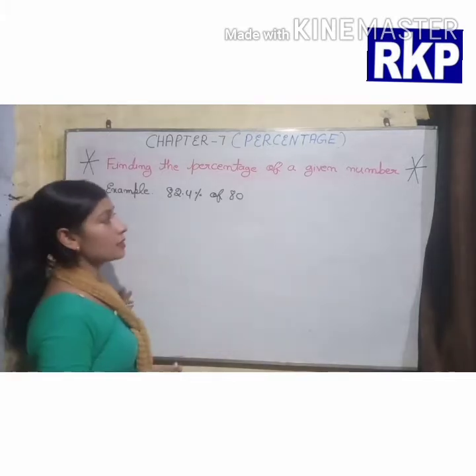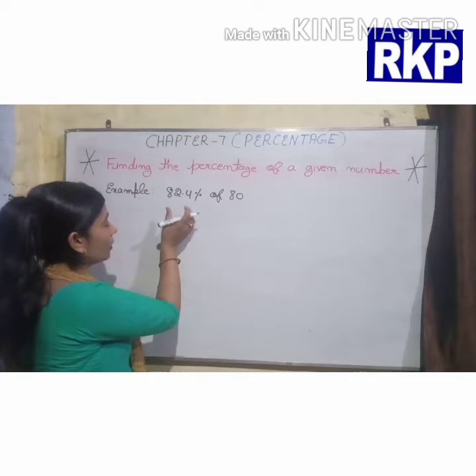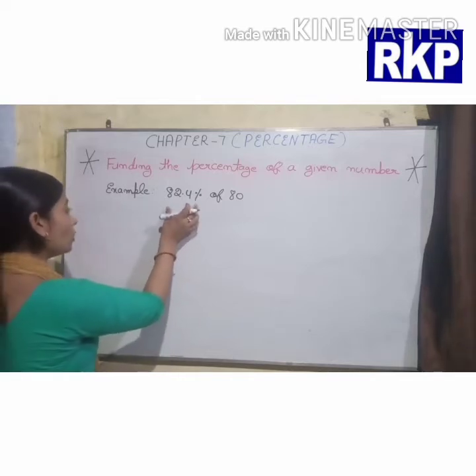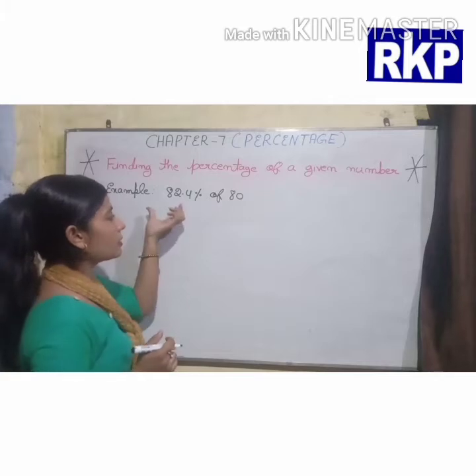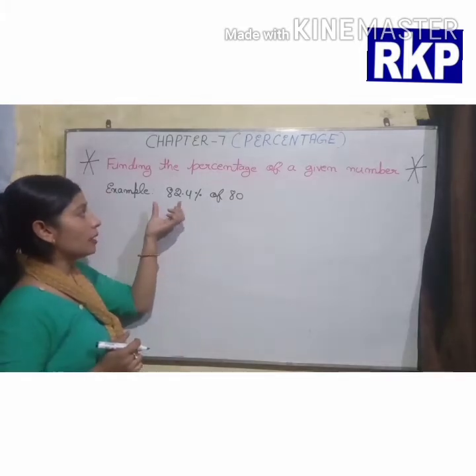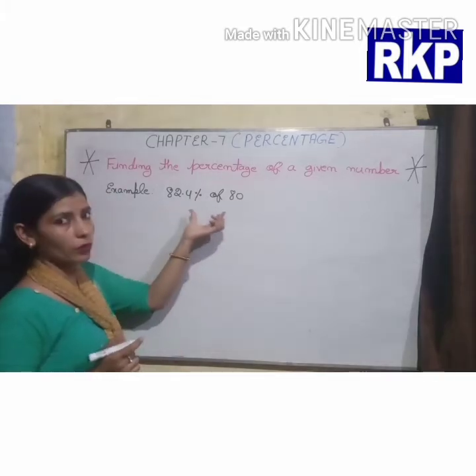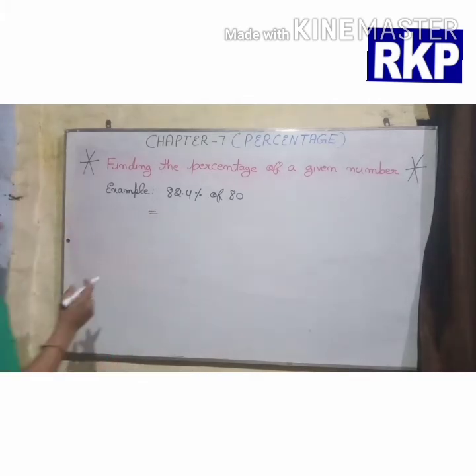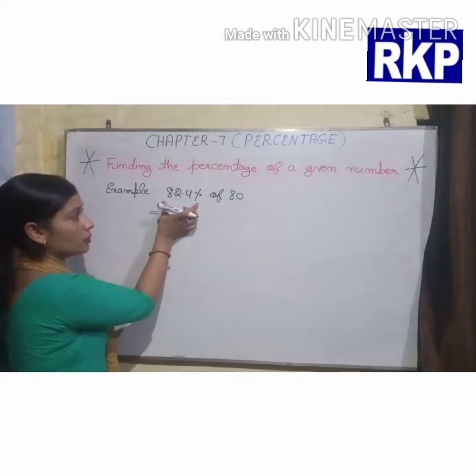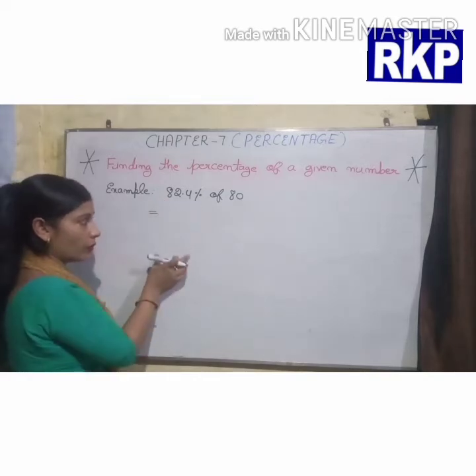Now students, let us take one more example. Here we have to find 82.4% of 80. So let us see beta, how can we find 82.4% of 80? According to the rule, first of all, we have to convert this percentage into a fraction.